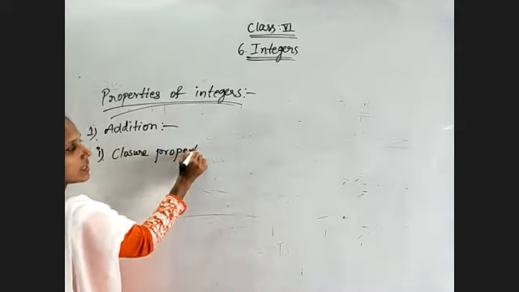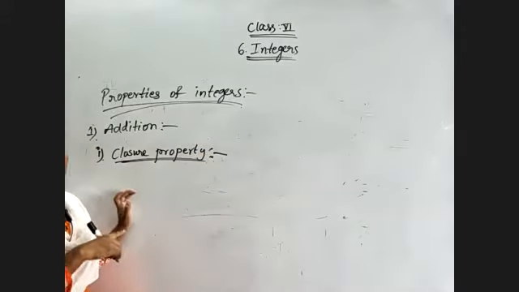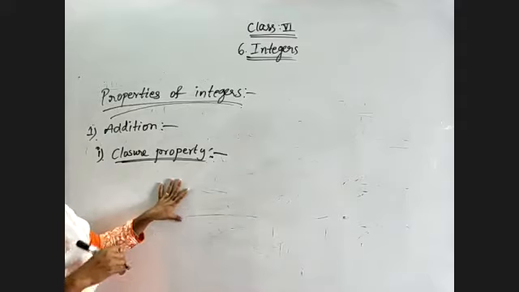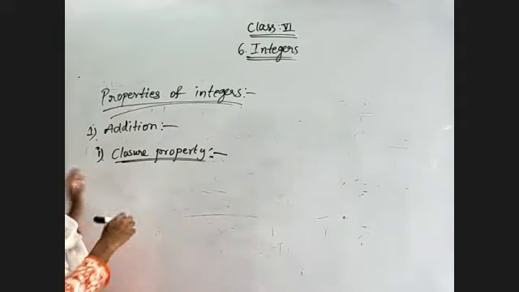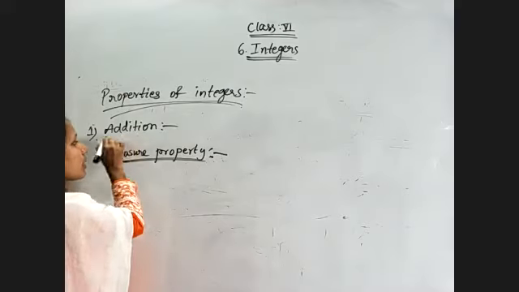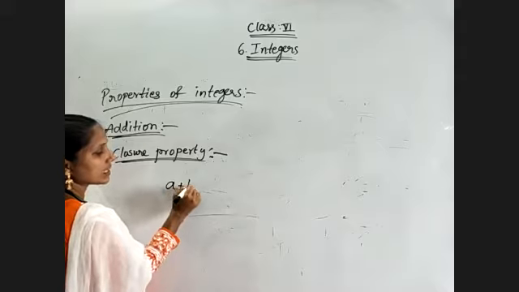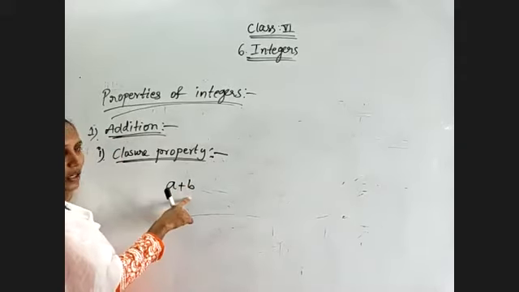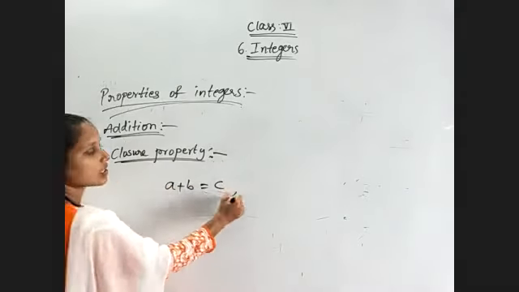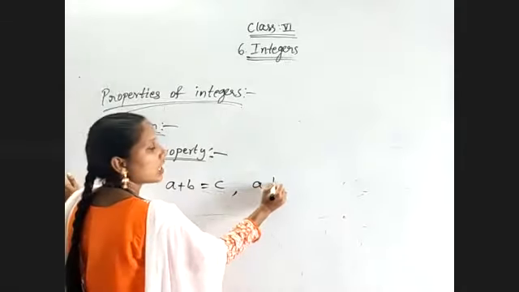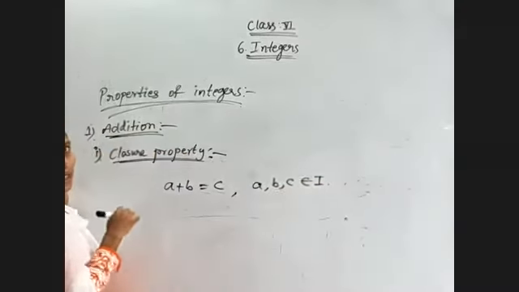So it is easy for you. Why? Because we have already studied all these properties in the case of whole numbers. The same thing we need to apply for integers. That's all. So what is the closure property statement? We are talking about addition. If you are adding any two integers, suppose a and b are two integers, then the result also belongs to integers only. Means all these three belong to integers. This is the statement. We will check.